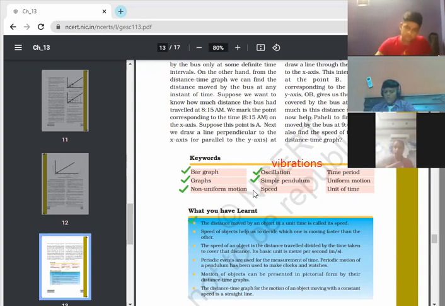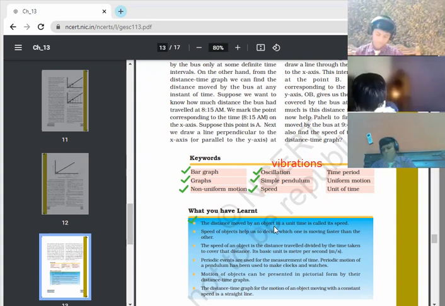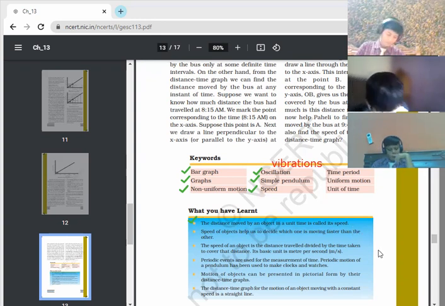Next word is speed. You may find the definition of speed from what you have learned. First point: the distance moved by an object in a unit time is called its speed. Yes, the distance moved by an object in a unit time is called its speed.